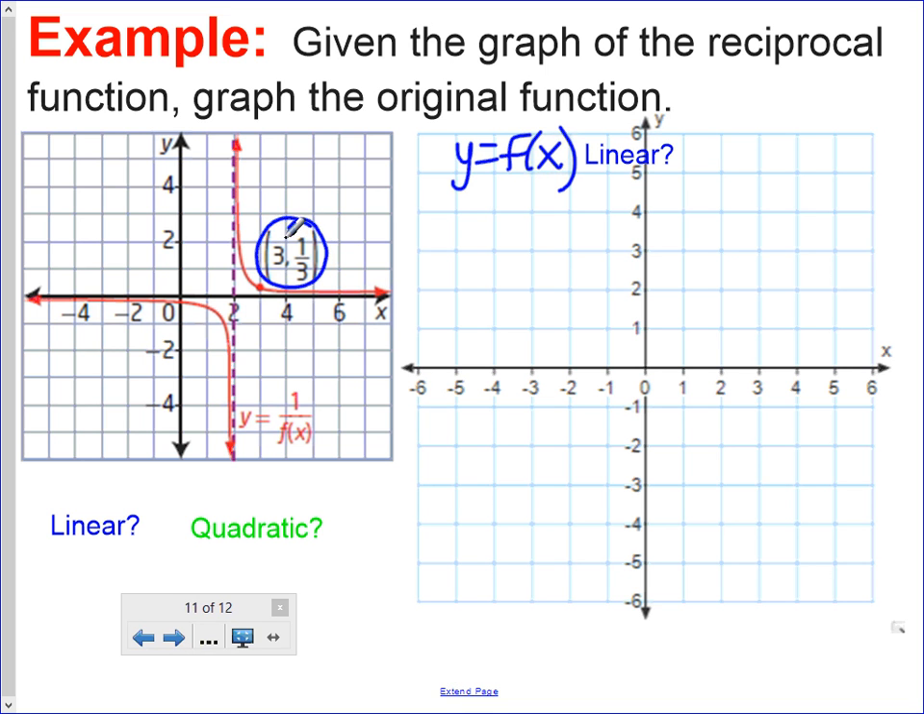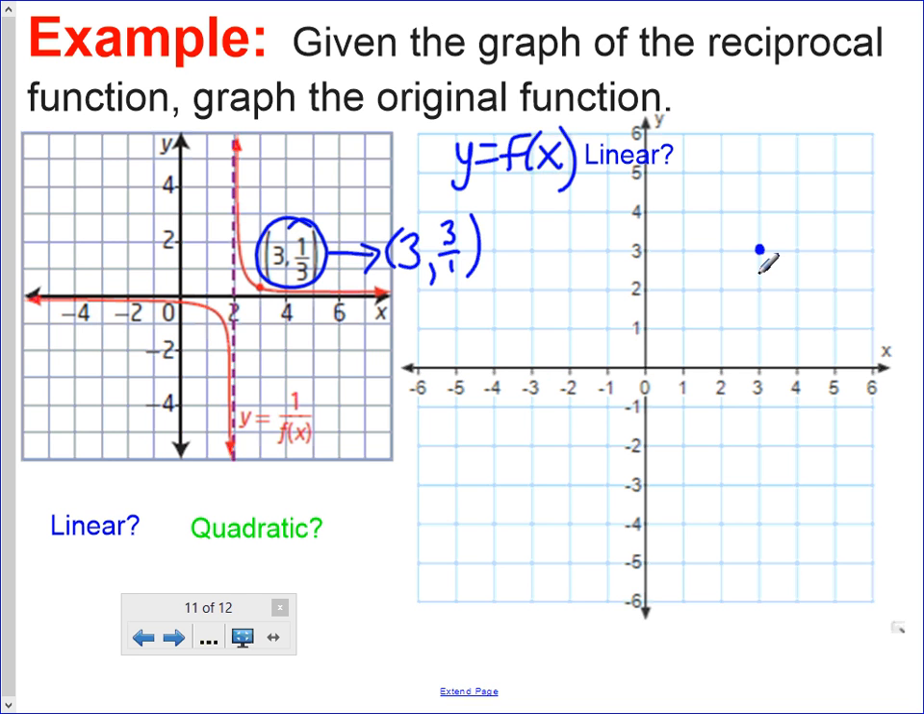So let's look at my first point here, 3 and 1/3. I know that my x values stay the same, so this x value is 3. Now I know that I took the reciprocal and it became 1 over 3, so to go backwards, I take the reciprocal of 1 over 3, and it becomes 3 over 1, or just 3. So one of my points on the linear graph is the point 3 and 3.